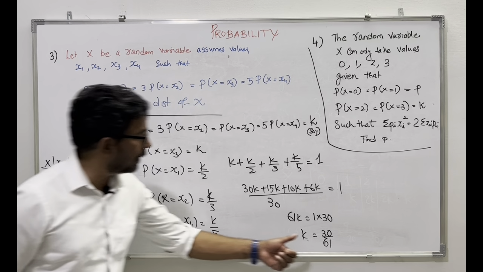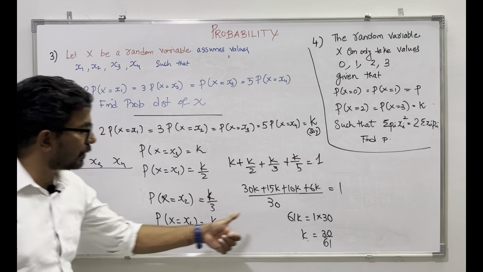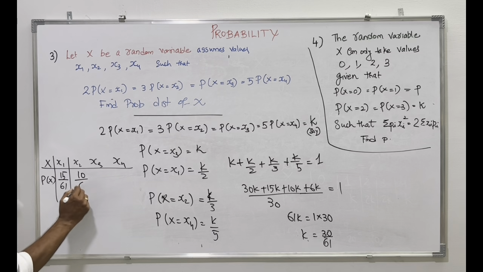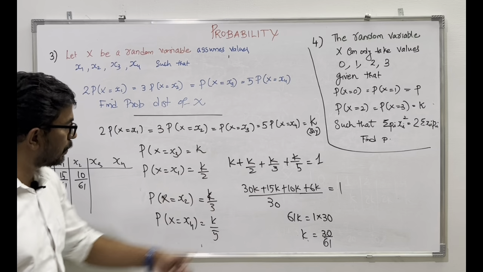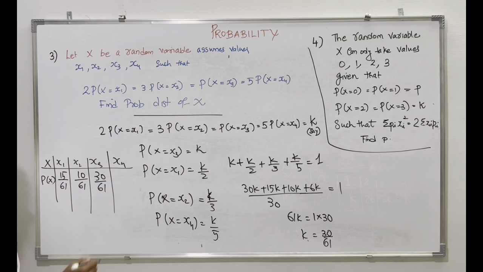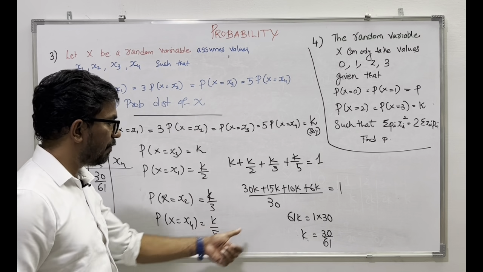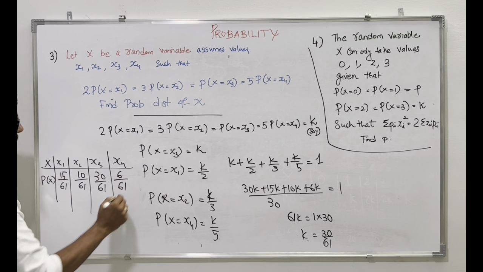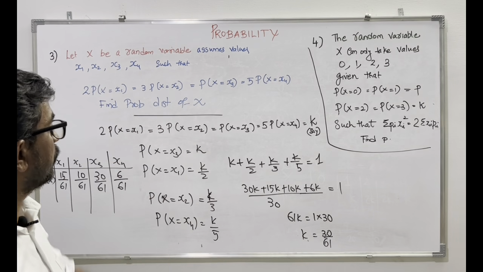And you divide this by 2. Next is x2. x2 means k by 3, so you have to divide by 3. So that will become 10 by 61. x3. What is x3? It is k only. So that is 30 by 61. And x4. What is x4? x4 is k by 5. When you divide by 5, it will become 6 by 61. So this is how we write the probability distribution of this question.